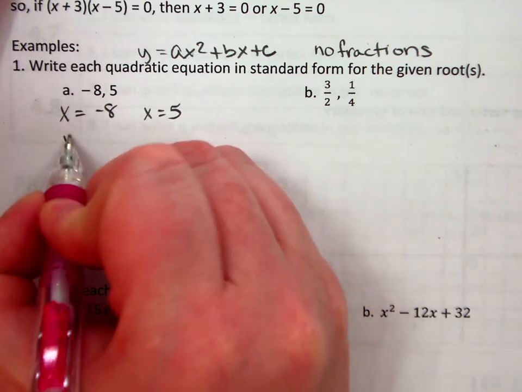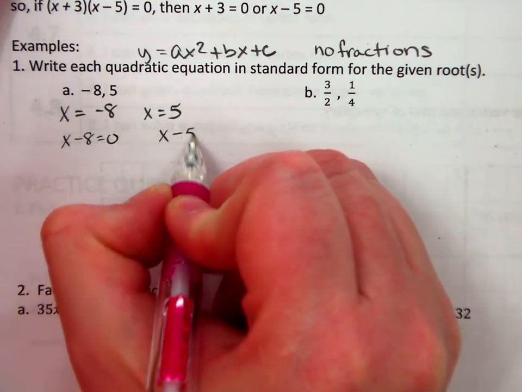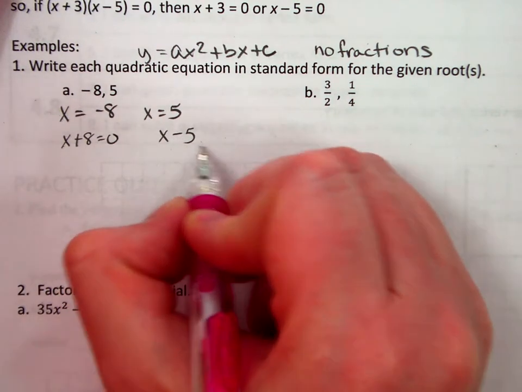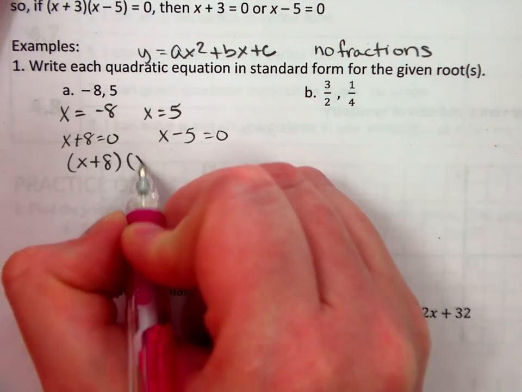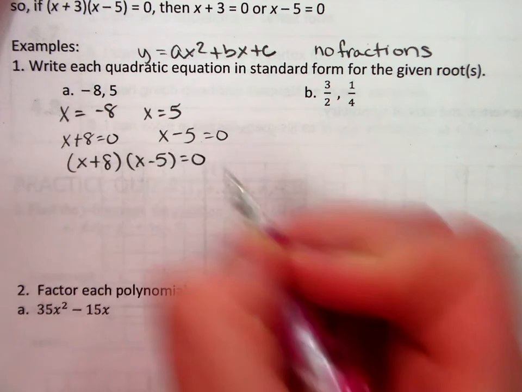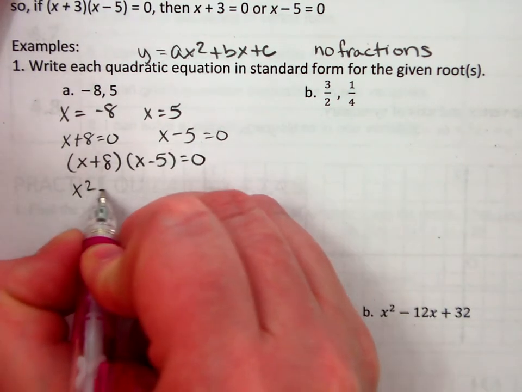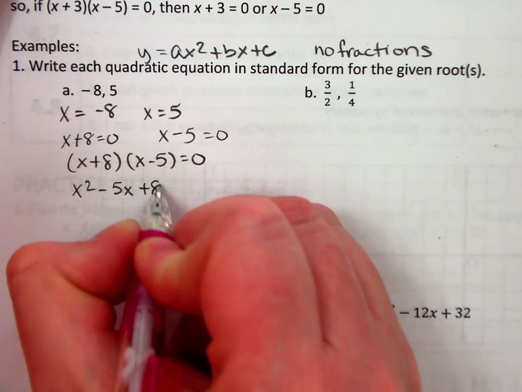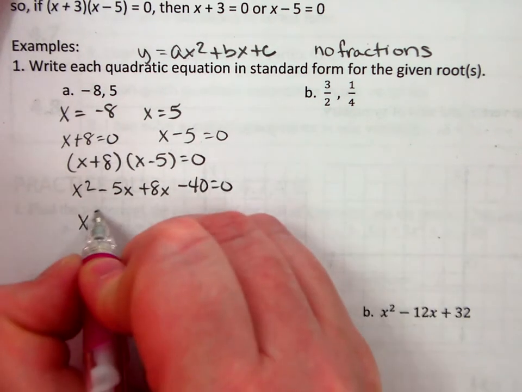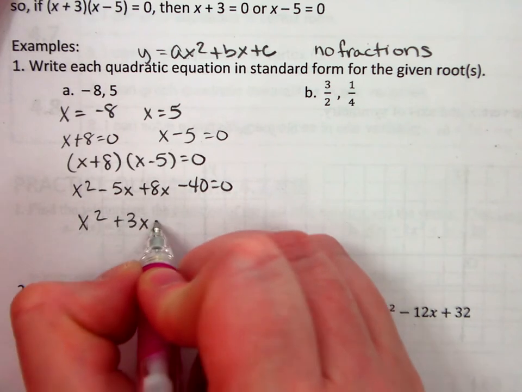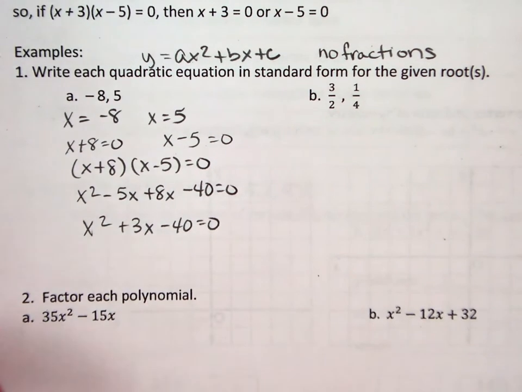Solving for 0, we go backwards. x plus 8 equals 0. x minus 5 equals 0. We write them out as a product, and then you're going to FOIL them out or distribute them. You get x squared minus 5x plus 8x minus 40 equals 0. x squared plus 3x minus 40 equals 0. So that's the standard one when your zeros are not fractions.